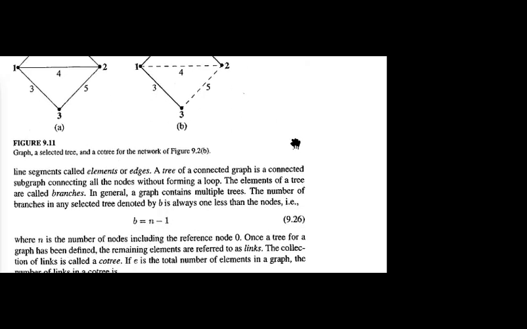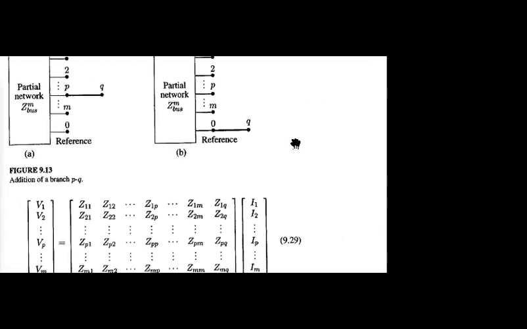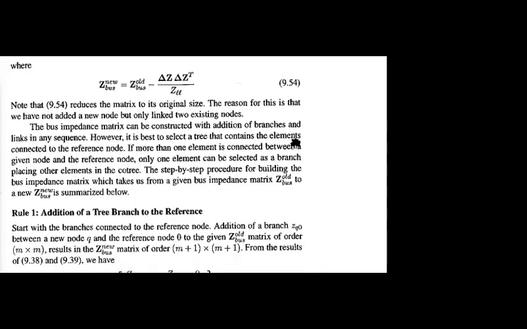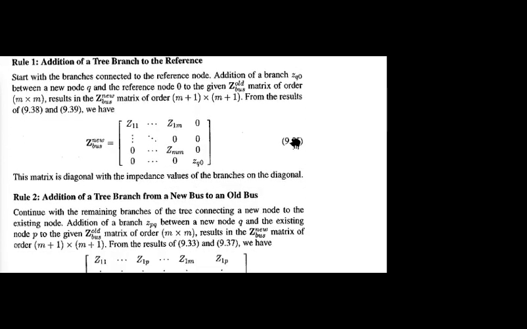So let's check the three different possible rules. Addition of a branch will have two possibilities. Addition of a link will have one possibility. This is the condition. Addition of a tree branch to the reference, that means to the ground or zero node.